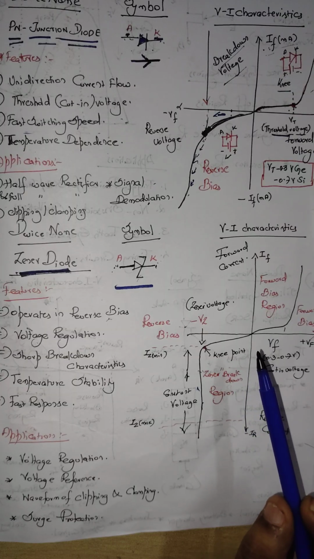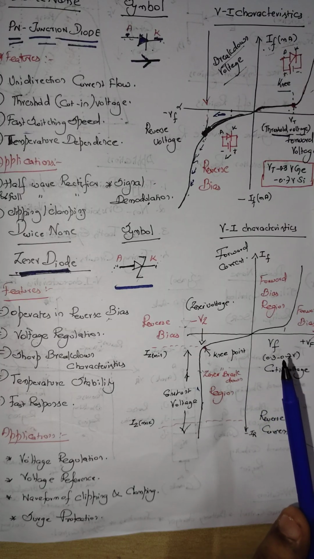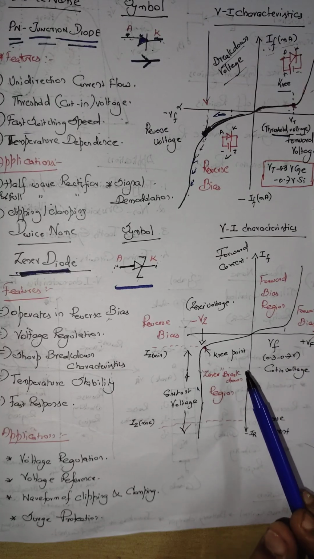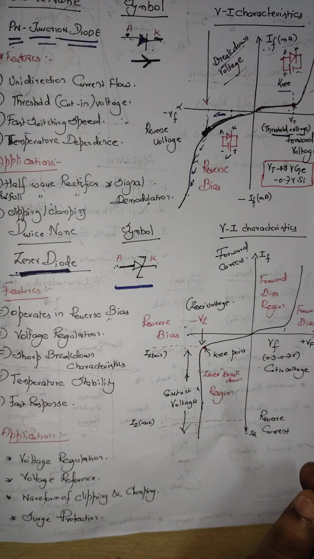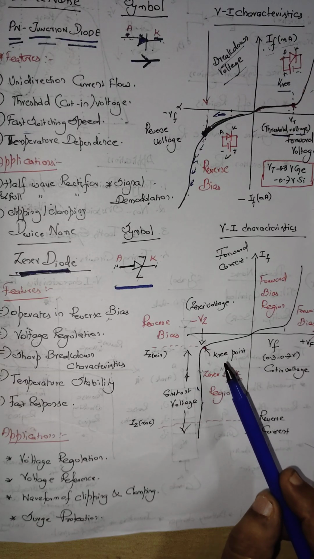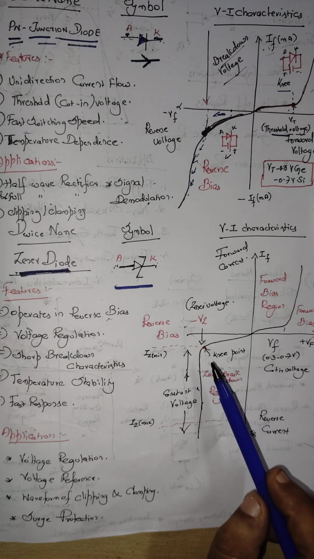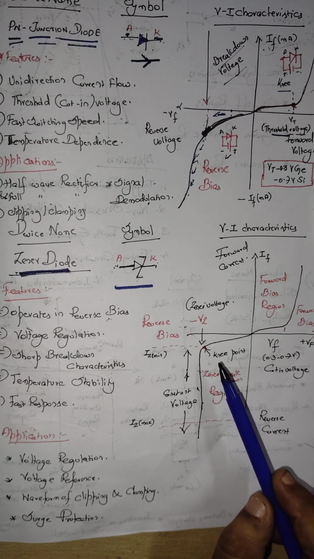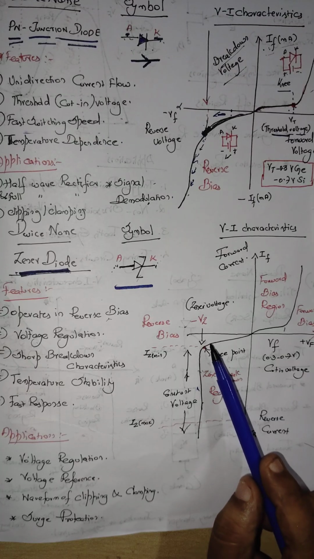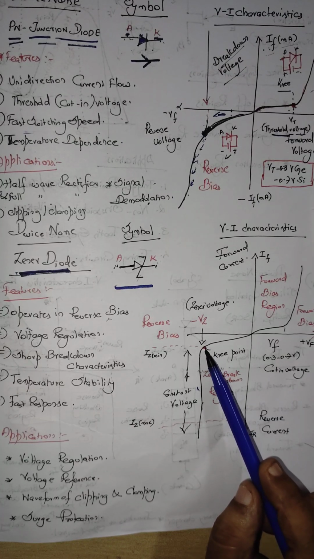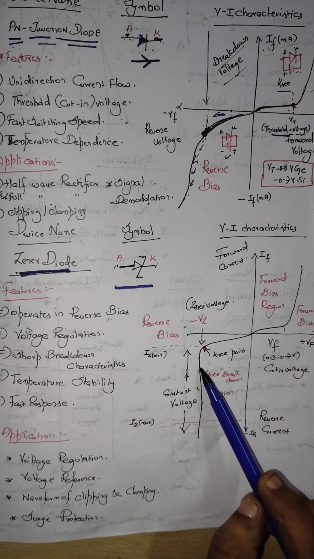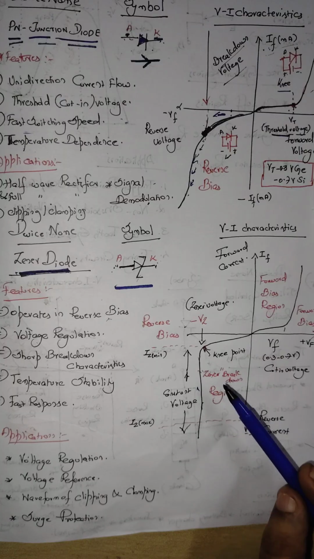So the next thing is about the reverse bias condition. When we are increasing the reverse voltage, it means when we are giving the negative potential to the anode and the positive potential to the cathode, the depletion layer will be widened and a small amount of current will flow due to the minority carriers. At one point the device will break down. Here the only difference is the breakdown is known as Zener breakdown, and after that point the voltage will be constant, which is known as Zener voltage.